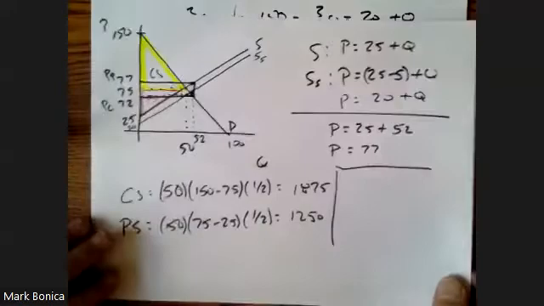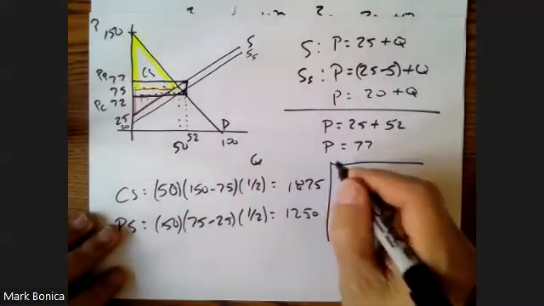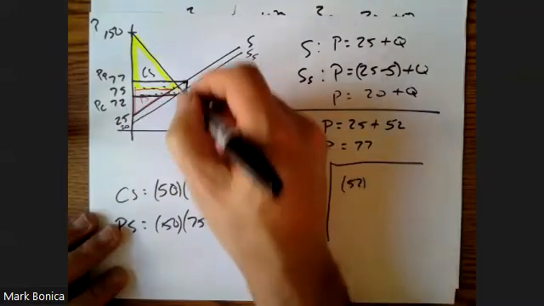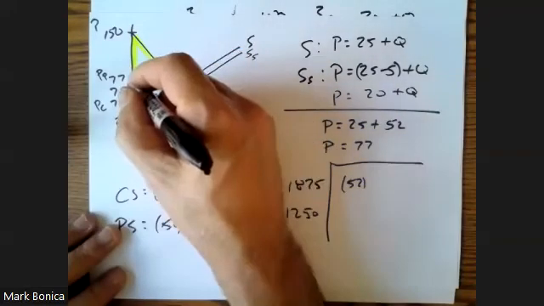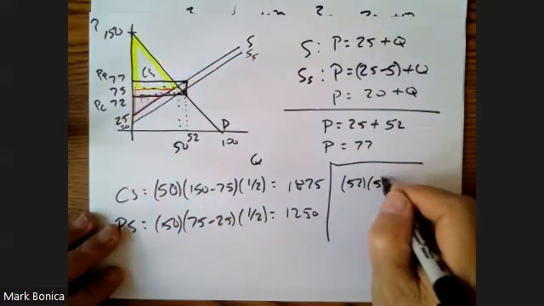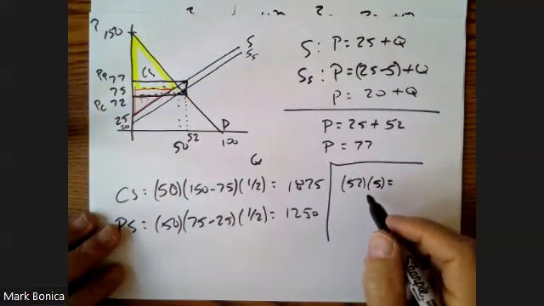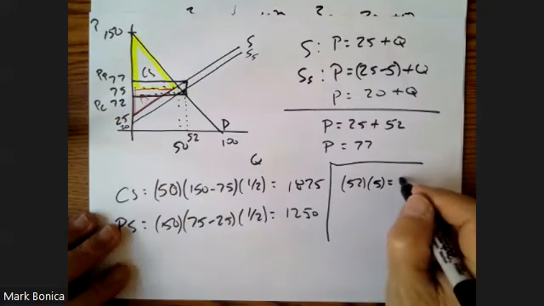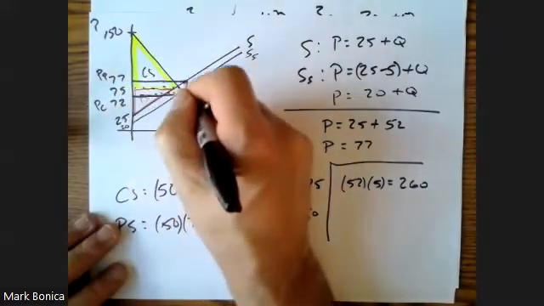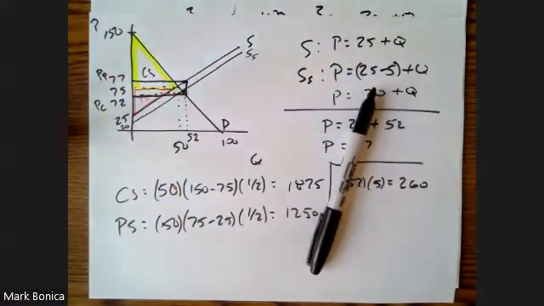So calculating the area of a rectangle is pretty straightforward. It's the width, which is 52, times the height, which is 77 minus 72, 5, right? Which we knew. So 5 times 52 is 260. So that's the area of this rectangle, and that area of that rectangle represents the cost of the subsidy.